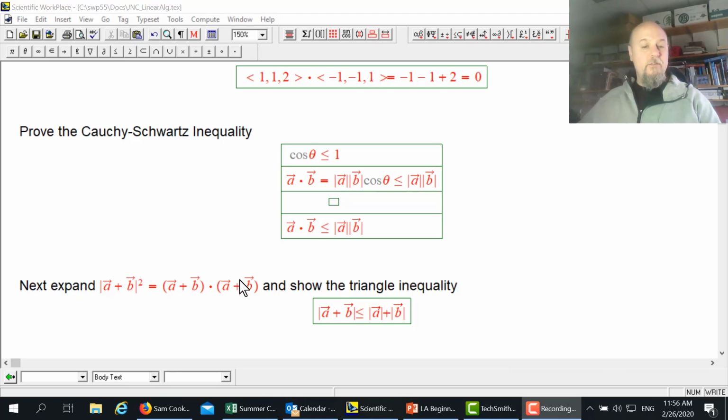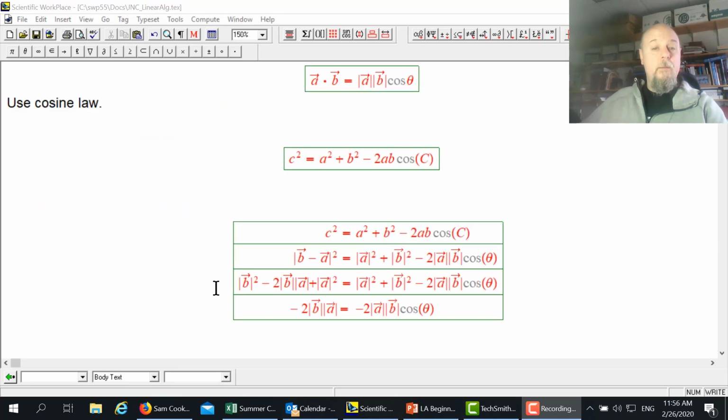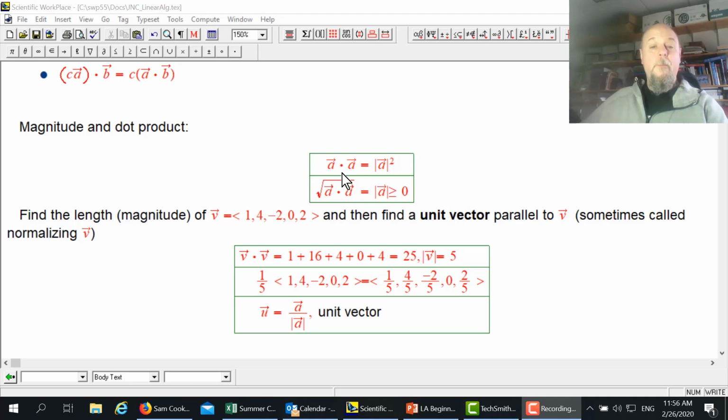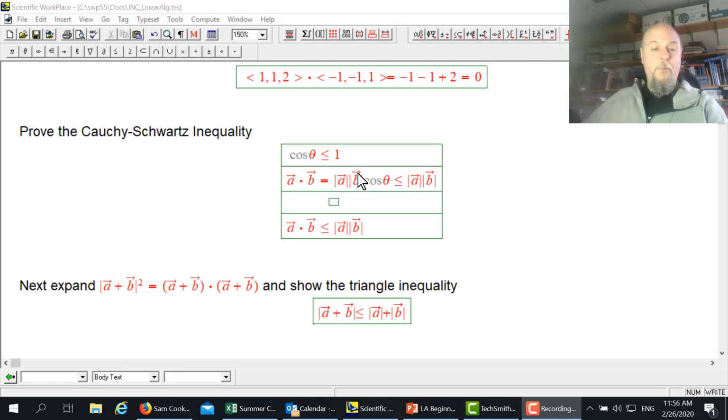I'm going to use this to prove this inequality. I want to use this idea that the magnitude of vector A plus B squared is equal to the dot product of those 2 vectors, and expand that out. We got that from all the way up here when we talked about A dot A being equal to the magnitude of A squared. So a vector dotted with itself is its magnitude squared. A vector dotted with itself, the vector in this case being A plus B, is equal to the magnitude squared.